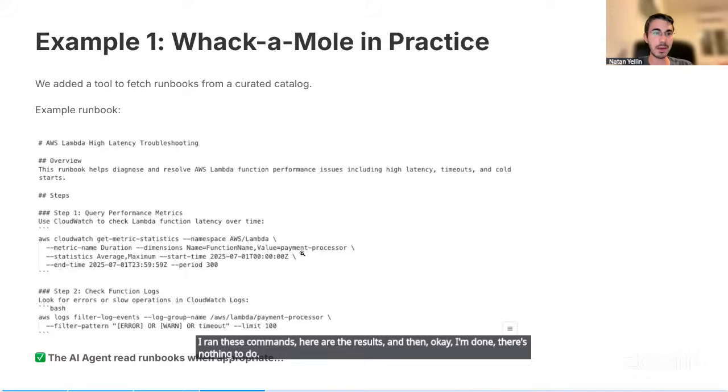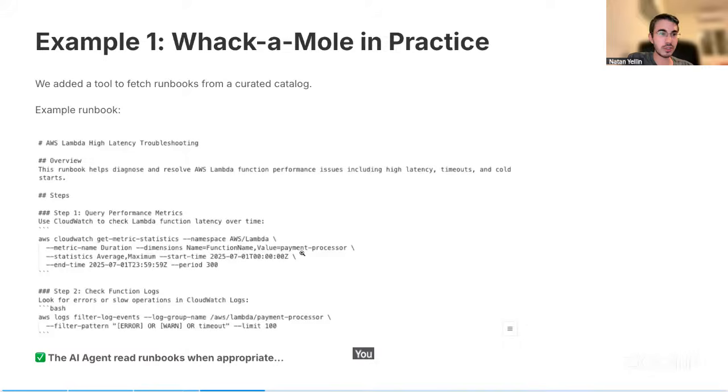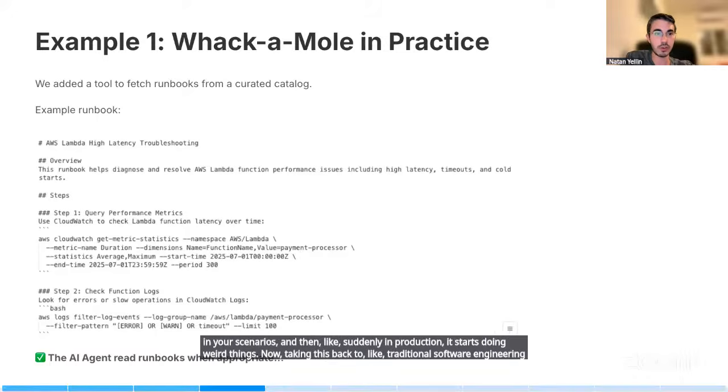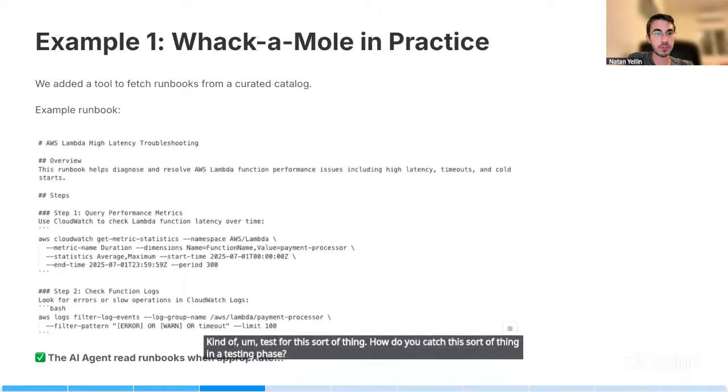So this is an example of that game of whack-a-mole. You add a new feature, you do some testing, it seems to work well in your scenarios, but then suddenly in production it starts doing weird things. Now, taking this back to traditional software engineering and platform engineering, we want to do unit tests, we want to have regression tests, we want to have end-to-end tests, we want to test for this sort of thing. How do you catch this sort of thing in a testing phase and not discover it from your customers?